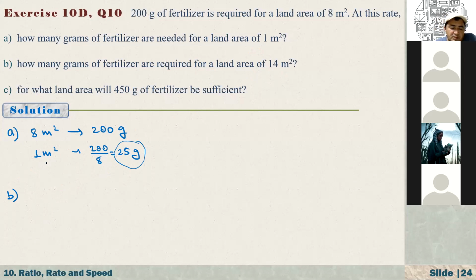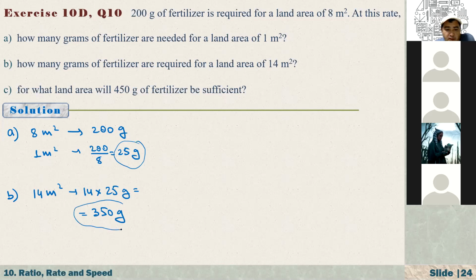So since for 1 meter squared we need 25 grams, for 14 square meters we need 14 times 1 meter squared. For each meter squared, we need 25 grams, which is equal to 10 times 25, it is 250, plus 100, it is 350 grams. So we will need 350 grams of fertilizer for a land area of 14 square meters.